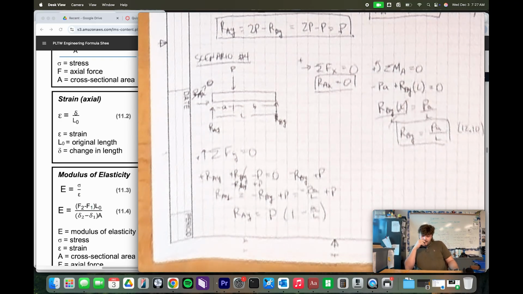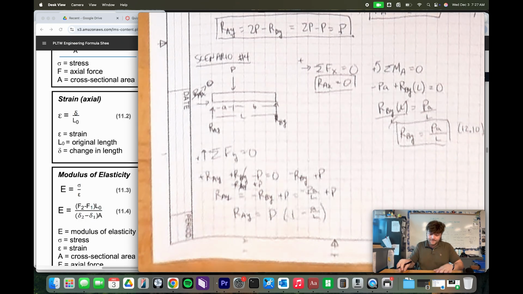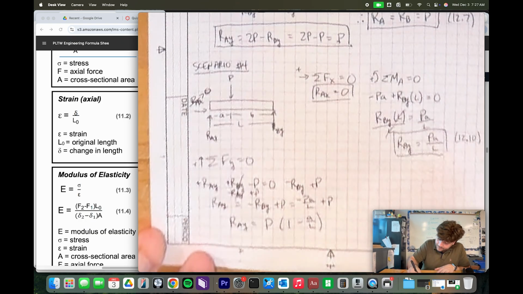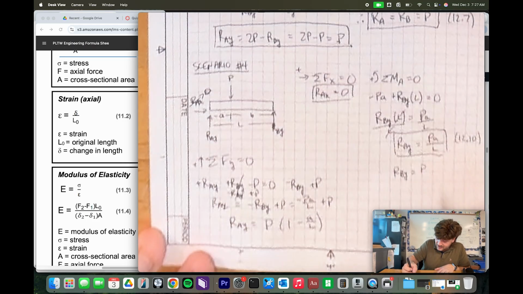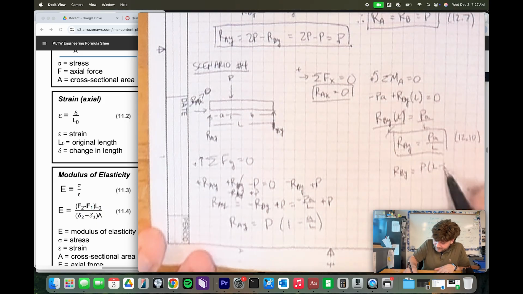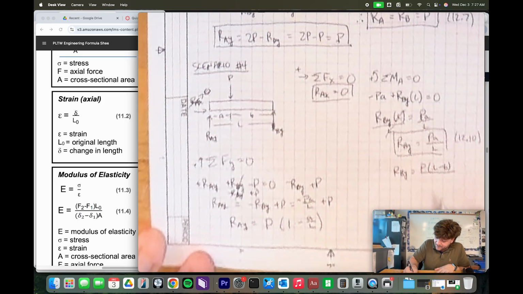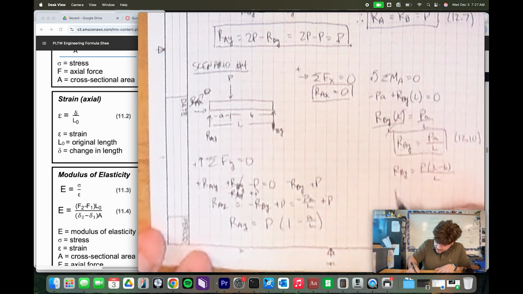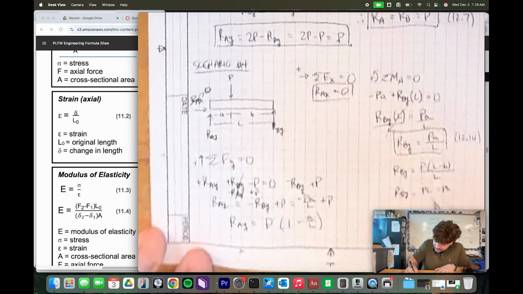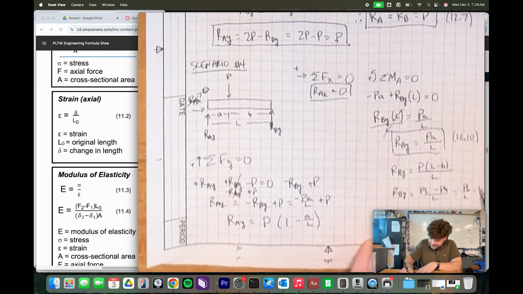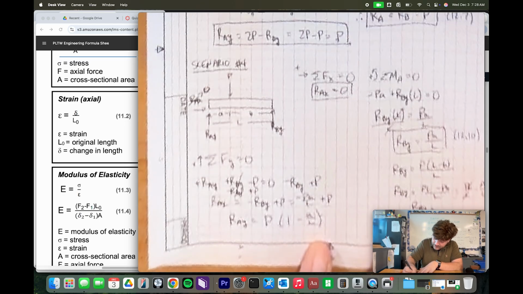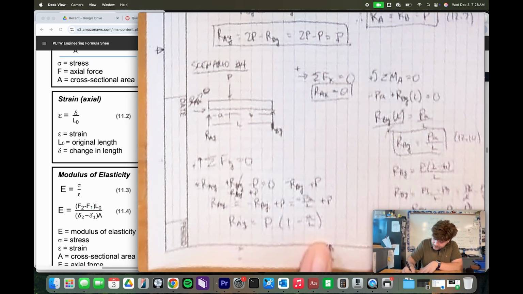We could also think about how we could rewrite RBY. So RBY instead of A, we could also say RBY is equal to P times, now, another way to express A is just being L minus B, right? And then dividing that by L. So we could do that too. If RBY is equal to PL minus PB divided by L, we could separate this where it's PL divided by L minus PB divided by L. Now, if that's the case, RBY is going to be equal to P minus PB divided by L.